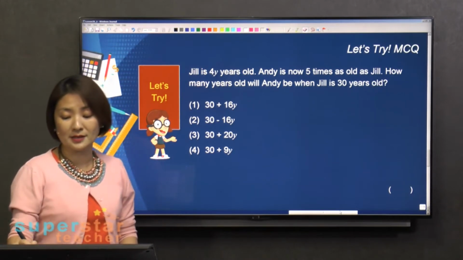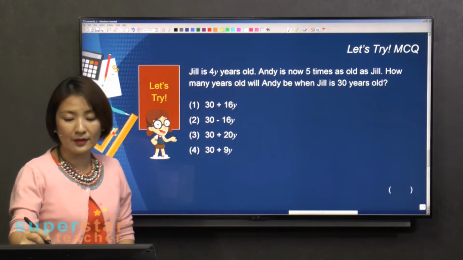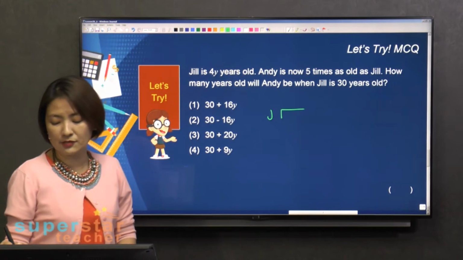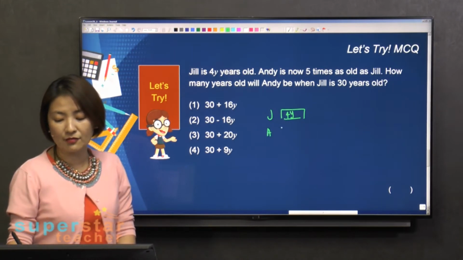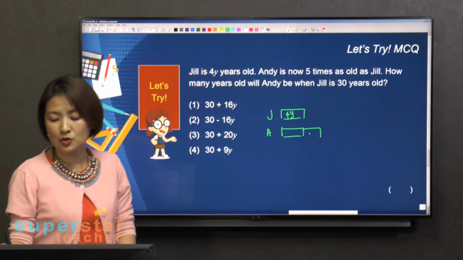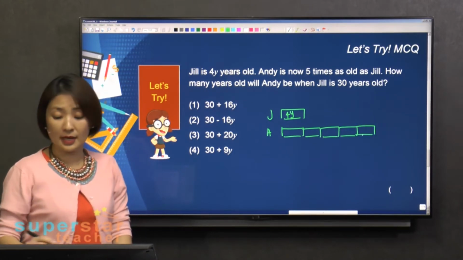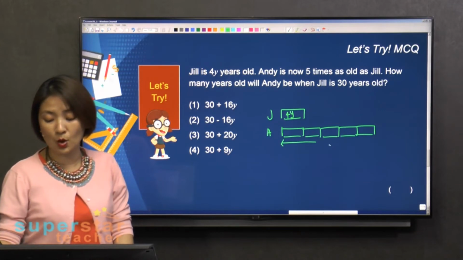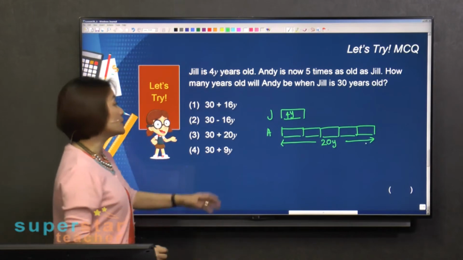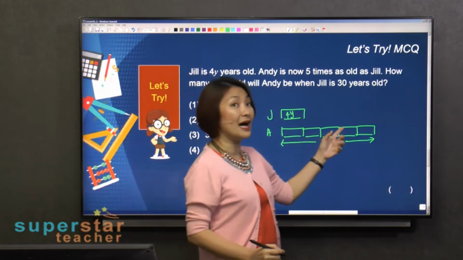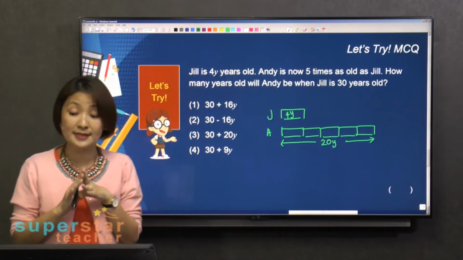Jill is 4y years old, so we have Jill. Okay, we have Jill, and she is 4y years old. All right, and then you have Andy, 5 times of Jill. 1, 2, 3, 4, and 5. Okay, and so we know that the total here is 20y. How do I know? Because you take 4y times 5. 4y times 5, you glue it together. It's not 45y, it's 20y.